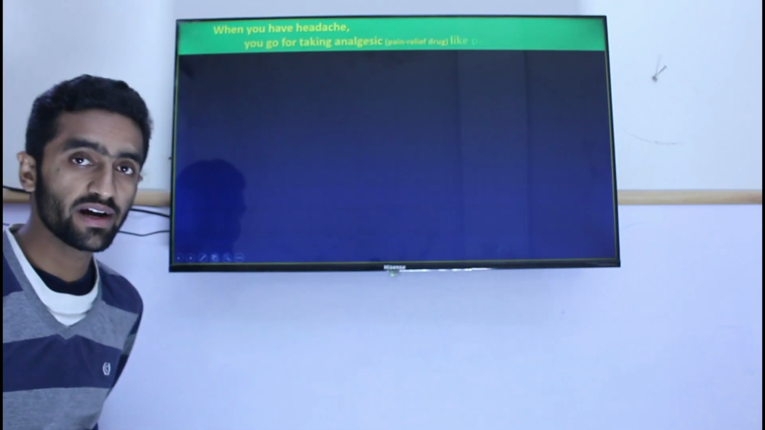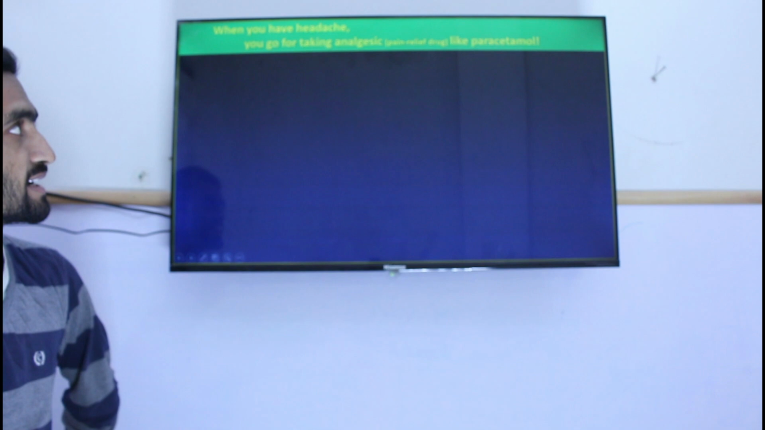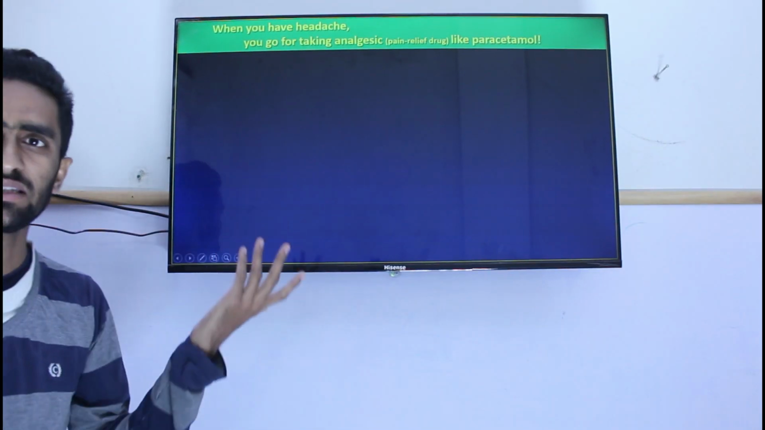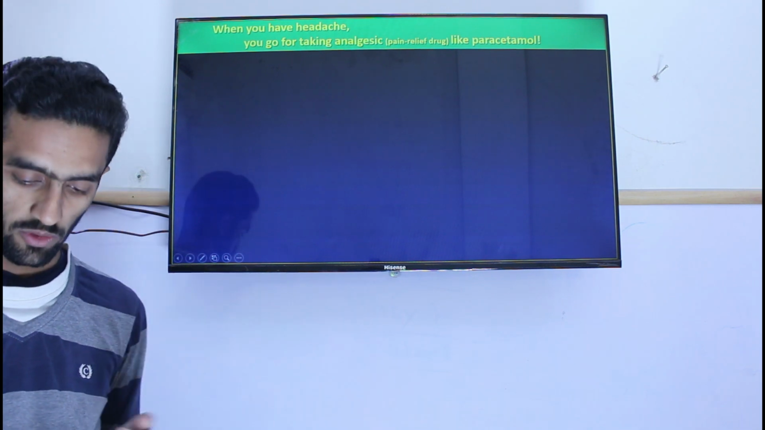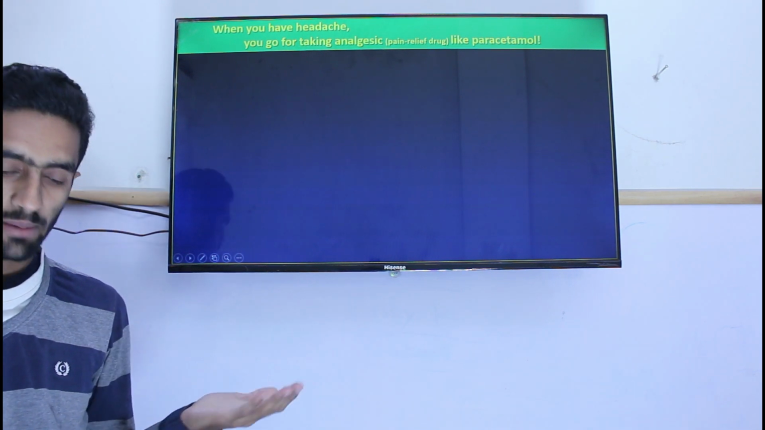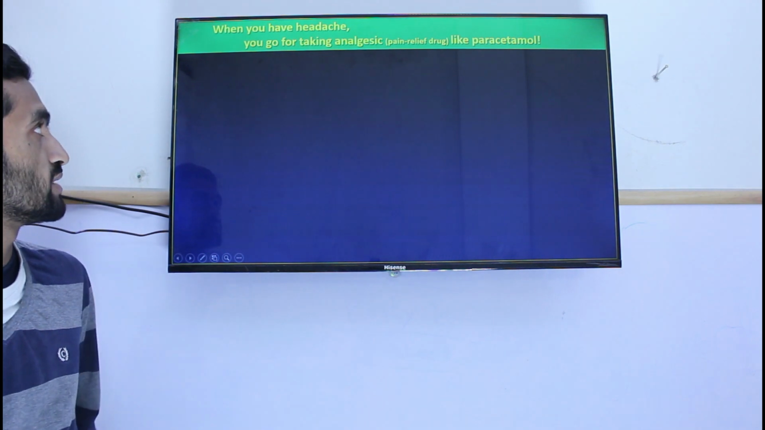I like the interesting way, instead of just jumping into the series. Let's look at the example of one drug, then we understand why we are studying pharmacology. Here is a situation in front of you. When you have a headache, you take an analgesic, which means a pain relief drug, like paracetamol. I have a few questions. You have to answer me.